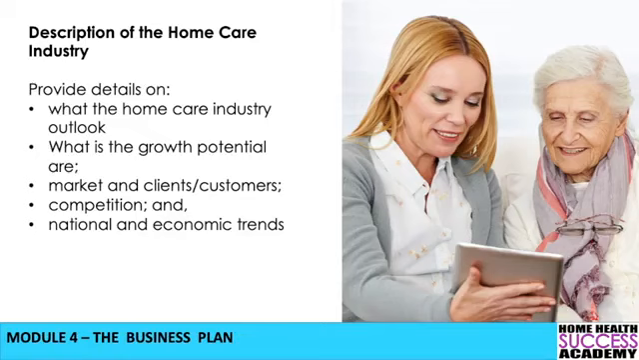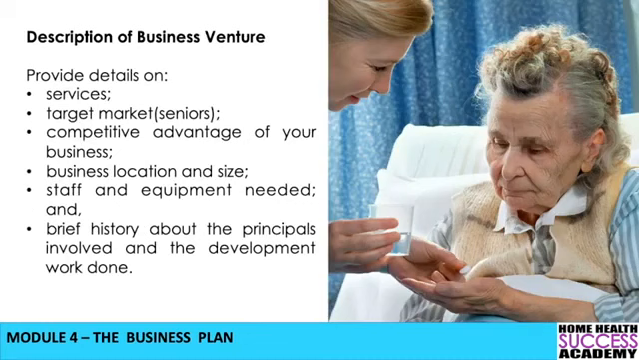But like I said, this particular area is the description of the home care industry. So you're going to provide details on what the home care industry outlook is. You're going to talk about how the baby boomers are going to be needing more help, how home care is such a vital thing to have for patients to prevent them from going to the hospital and lowering hospital rates, and also how to decrease the cost of expenditures for patients if they have care at home rather than going into a nursing home. Okay, so you need to be able to talk about market and client customers, competition, and national and economic trends as well.